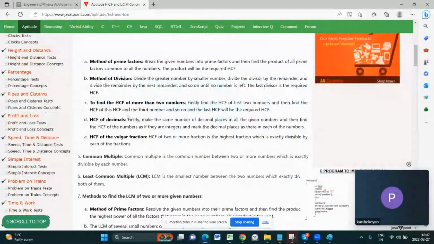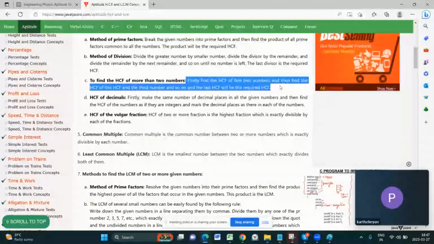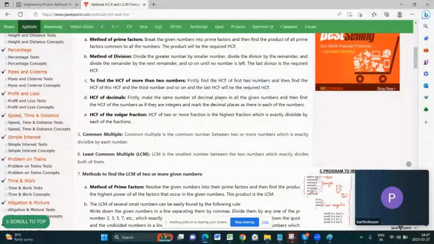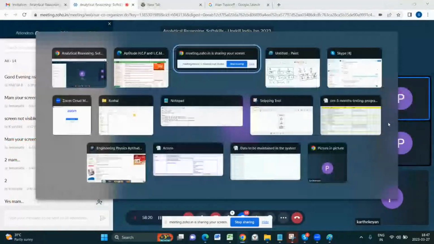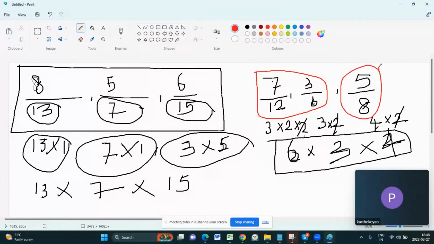Find the HCF of more than 2 numbers. Find the HCF of the first 2 numbers. If you have more than 2 numbers, this is the best example. You have 1, 2, 3. First, what it says is, you first take only the first 2 numbers and take the HCF. Then find the HCF of that result and the next number. So this is the step in which you have to find the HCF.